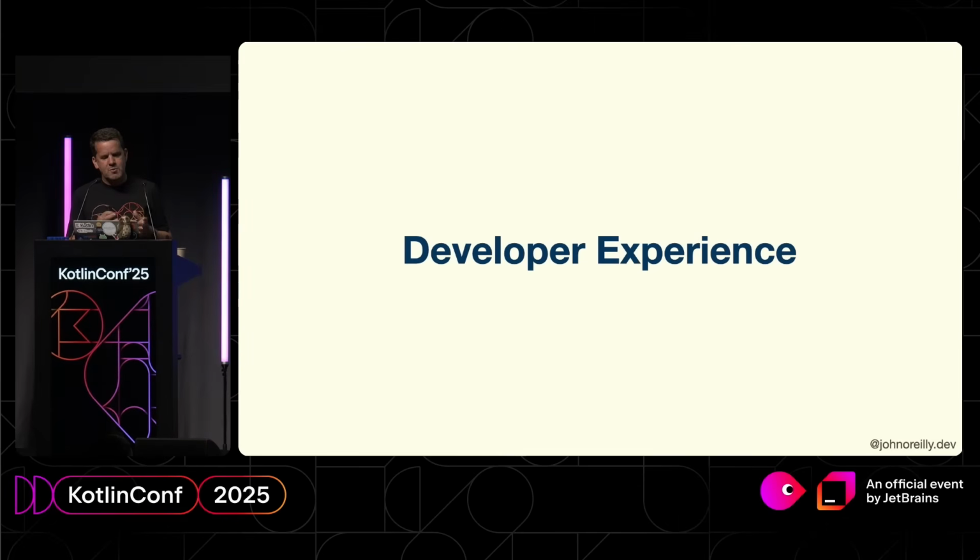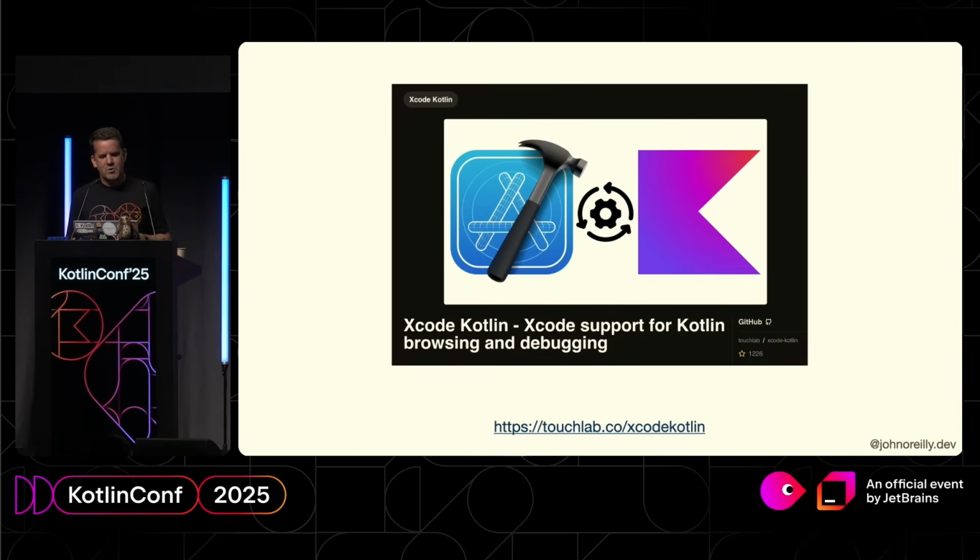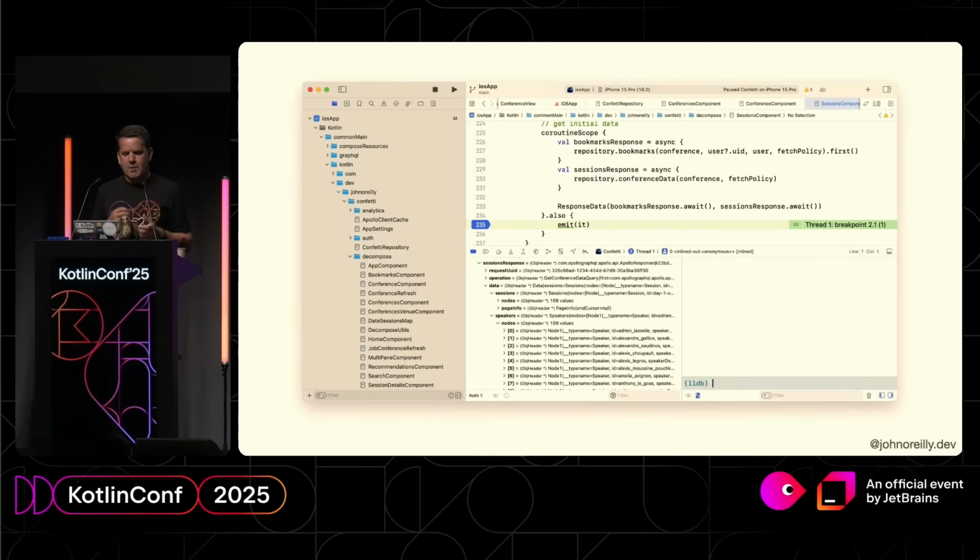Next up, just a few items related to developer experience. Yet another TouchLab tool that I definitely recommend using is Xcode Kotlin. This is a plugin that allows browsing and debugging Kotlin code from within Xcode. Here we see, for example, a case where we've added Kotlin source to Xcode and have been able to set breakpoints in Kotlin code and view variables, etc. Really, really useful tool to have.